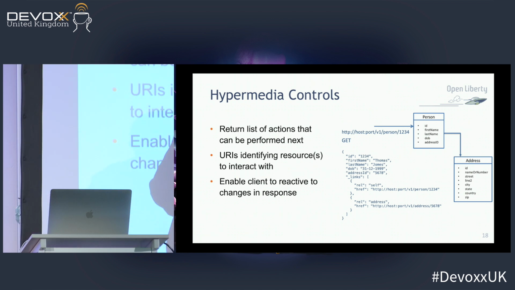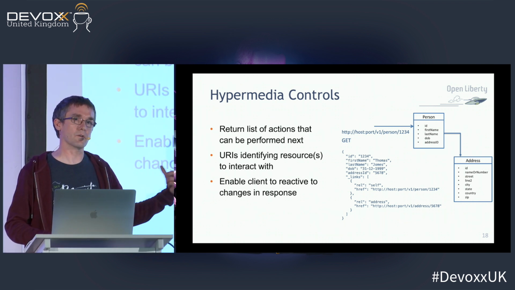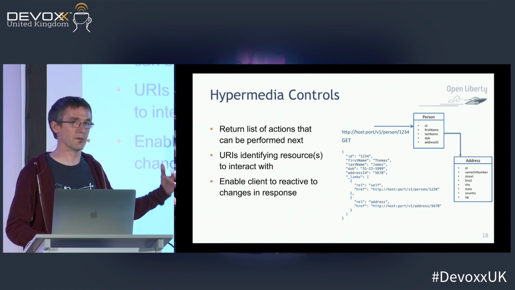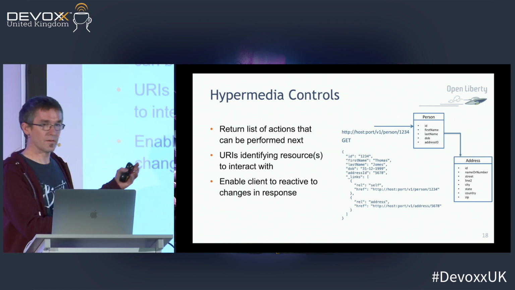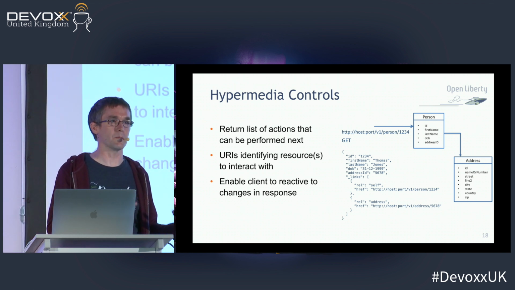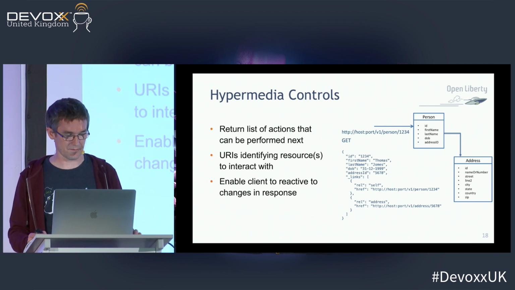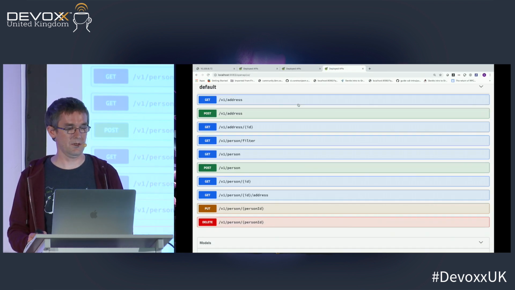if this person doesn't have an address, then don't give me an address link. You might give me a link where I can go and create a new address based on this person, and that address automatically becomes the address of that person. So this is, again, additional useful information for me as a client, me writing a client application to this REST service. So let's just finally see the last example.